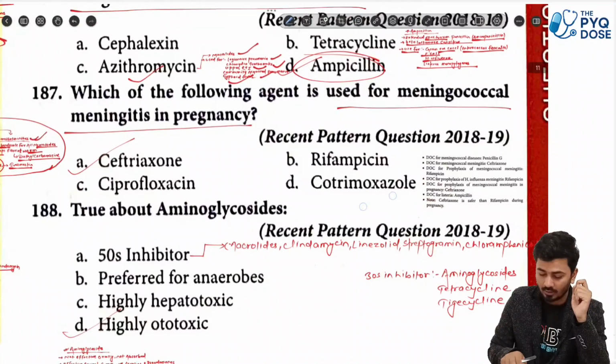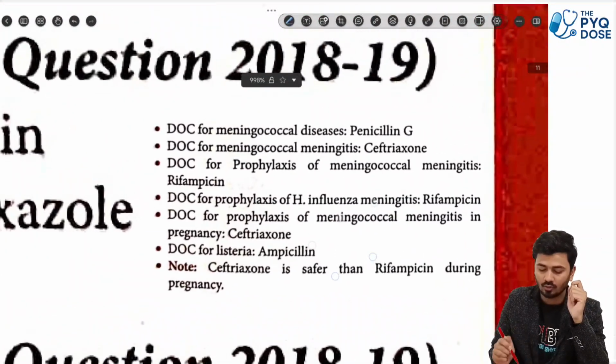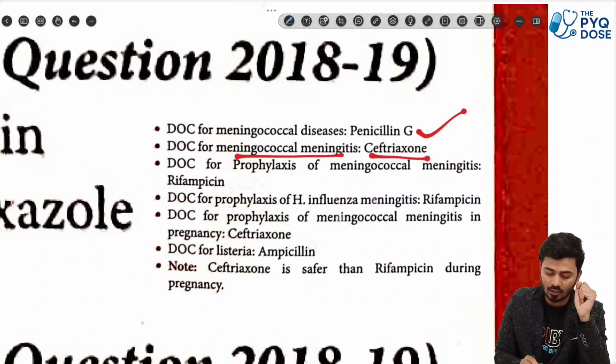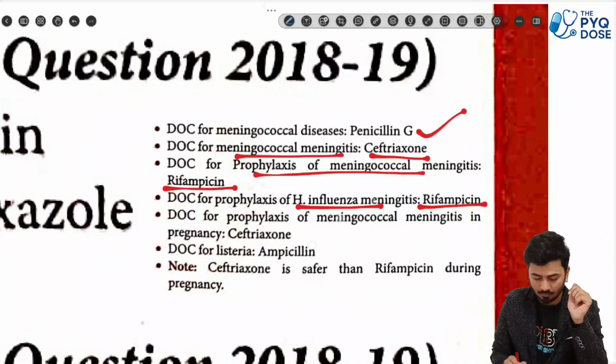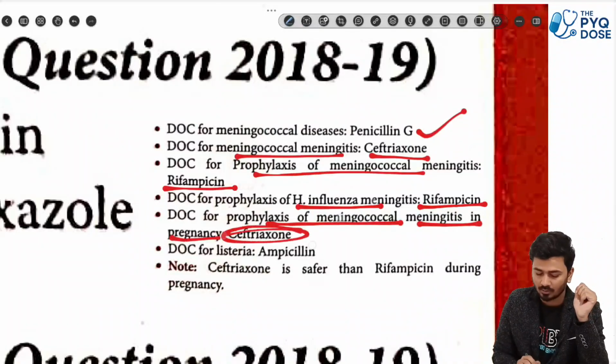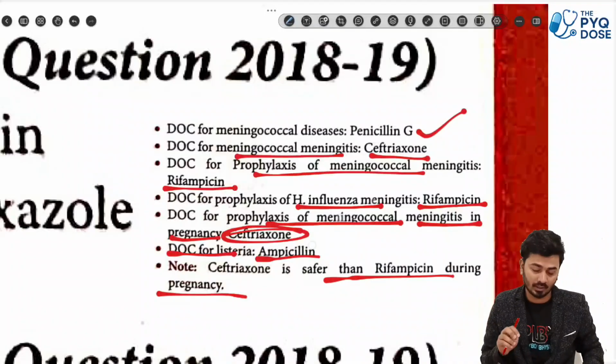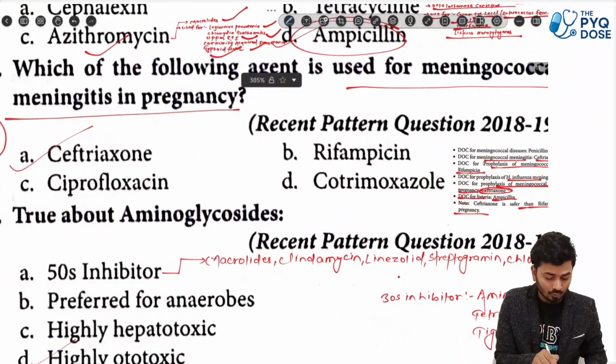Which of the following agents is used for meningococcal meningitis in pregnancy? Drug of choice for meningococcal disease will be penicillin G. Drug of choice for meningococcal meningitis is generally ceftriaxone. Drug of choice for prophylaxis of meningococcal meningitis is rifampicin. And drug of choice for prophylaxis of H. influenzae meningitis is rifampicin. Drug of choice for prophylaxis of meningococcal meningitis in pregnancy is ceftriaxone. The drug of choice for Listeria is generally ampicillin. Ceftriaxone is safer than rifampicin during pregnancy. This you have to remember. So the answer will be ceftriaxone.